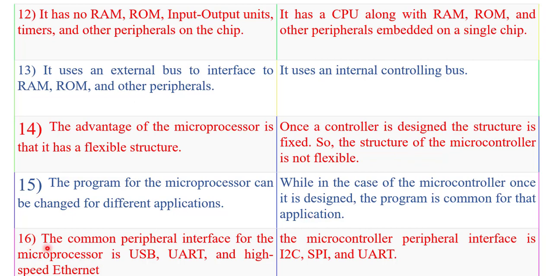Next, the common peripheral interfaces for a microprocessor are USB, UART and high speed Ethernet. In case of a microcontroller, the peripheral interfaces are I2C, SPI and UART.